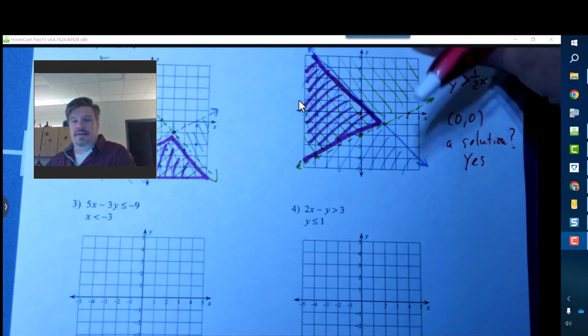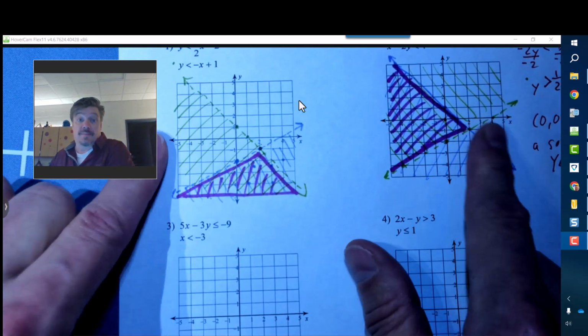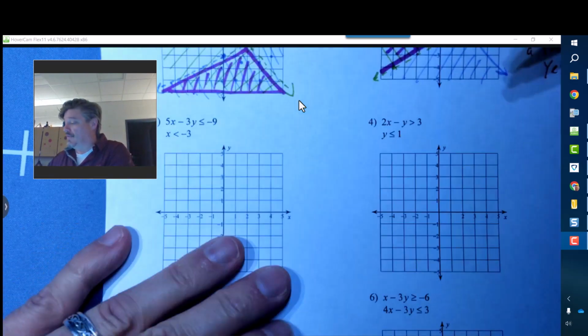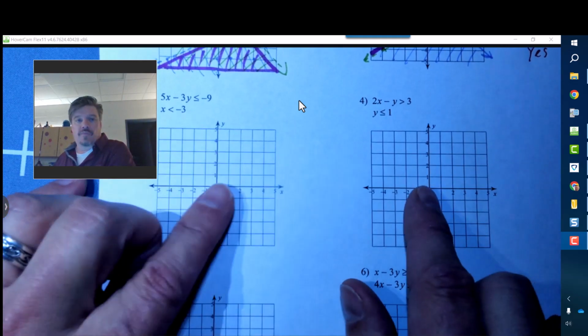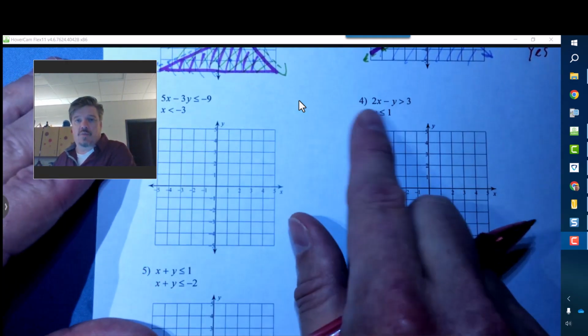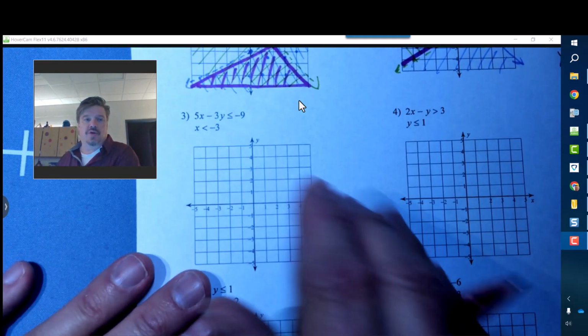Now the only reason why I want to do 3 and 4 is these are the basics, okay? And 3 and 4 are basically conditions where X and Y are kind of by themselves, okay? So let me just show you how to do that.